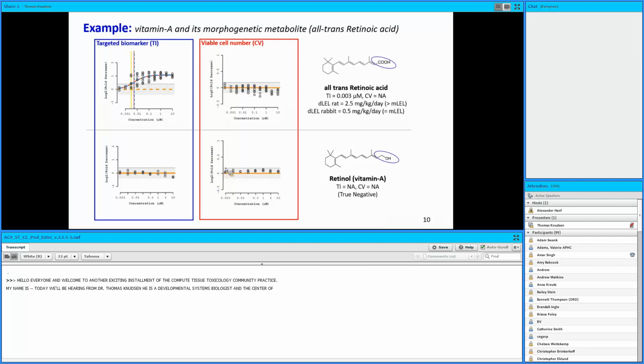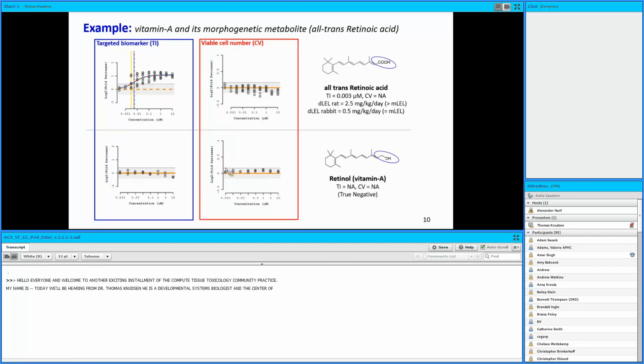So the targeted biomarker, which is in the blue box, in this case is comparing all trans-retinoic acid, which turns out to be the most potent of the chemicals we tested, with a teratogenic index predicted at 3 nanomolar, versus retinol, which is inactive at the concentrations that were tested here. And that retinol, of course, is the precursor to all trans-retinoic acid.